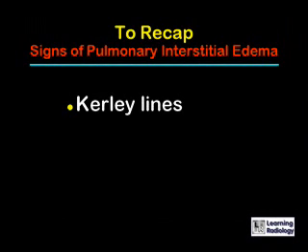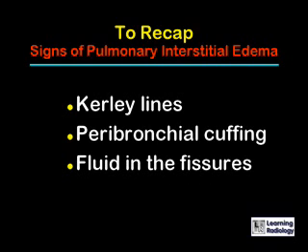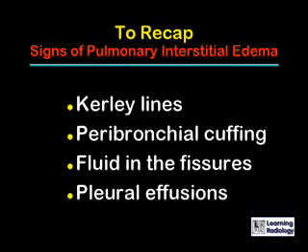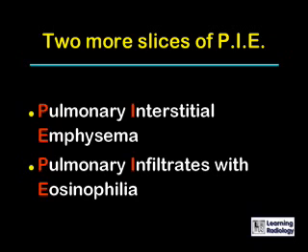To recap, the signs of pulmonary interstitial edema, the reliable major findings are curly B lines and curly A lines, peribronchial cuffing, fluid in the fissures, and pleural effusions. Next time, we'll look at two more slices of PIE, pulmonary interstitial emphysema, and pulmonary infiltrates with eosinophilia.